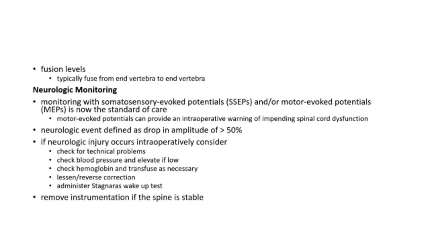Neurological monitoring, either somatosensory evoked potentials or motor evoked potentials, is becoming the standard of care. A neurological event is defined as a drop in amplitude to less than 50%. If neurological injury occurs intraoperatively, check your techniques, your screws, the blood pressure, and hemoglobin, lessen or reverse the correction, and do the Stagnara wake-up test, which is the gold standard. And if not, remove the instrumentation if the spine is still stable.